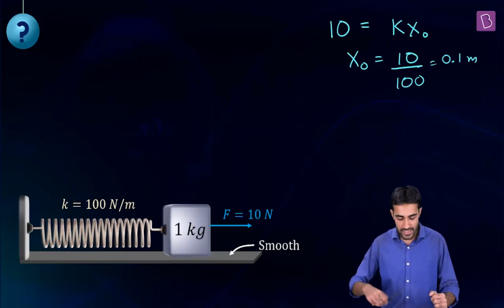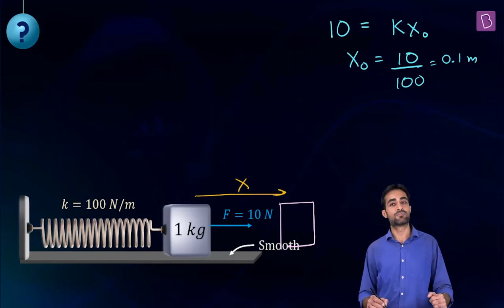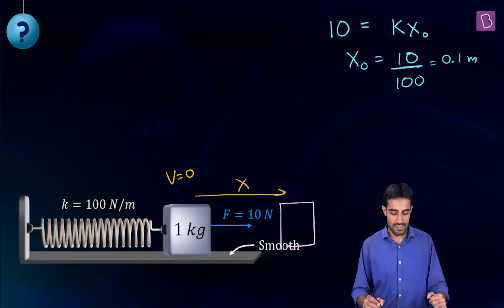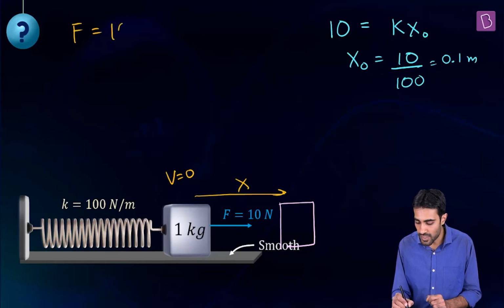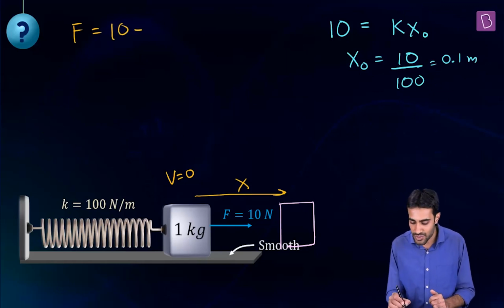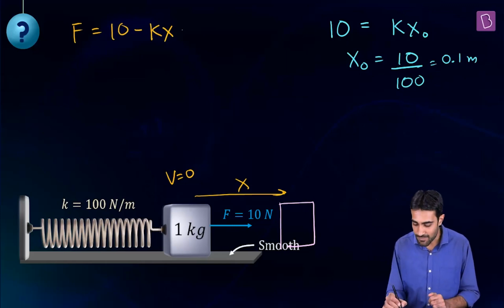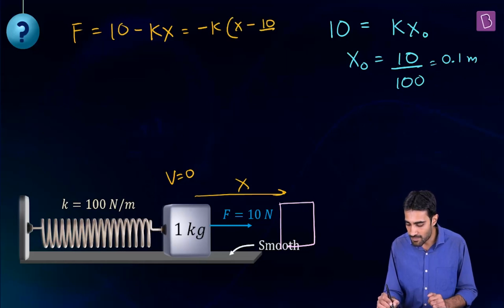Let's try to write the general equation of force on the block. So let's say the object is displaced by a distance x from this position. At this position, the velocity of the object was 0. Right? Now what is the net force on the object? You would say, well, one force is 10 Newton in the forward direction. In the backward direction, there is spring force kx. And this force can be written as -k times (x - 10 divided by k).